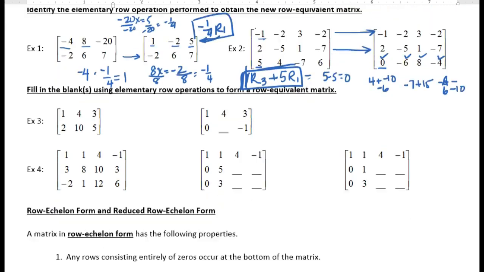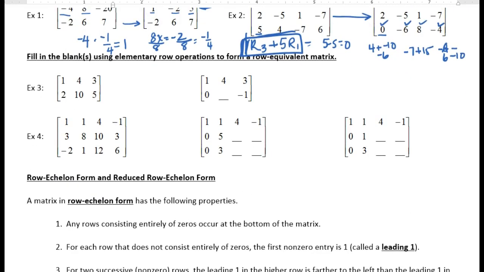Fill in the blanks using elementary row operations to form a row equivalent matrix. Okay, so it's the same thing again. Look and see what patterns you see. Top row stayed the same. All right, bottom row did not. So I went from a 2 to a 0. And I didn't multiply through by anything, and I didn't flip any rows. That means then I did something to row 3, and it had to do with row 1.